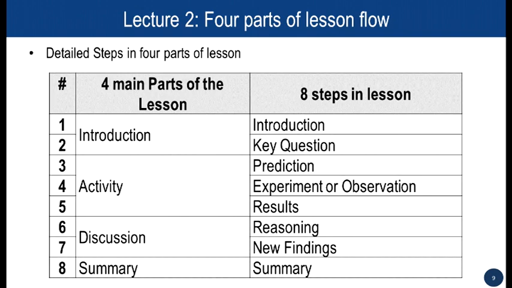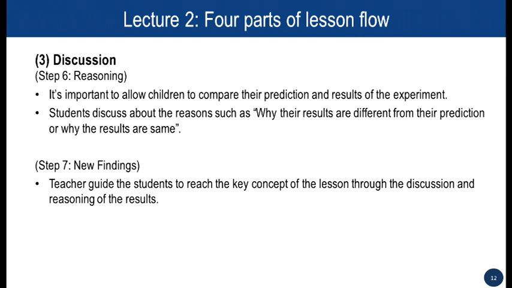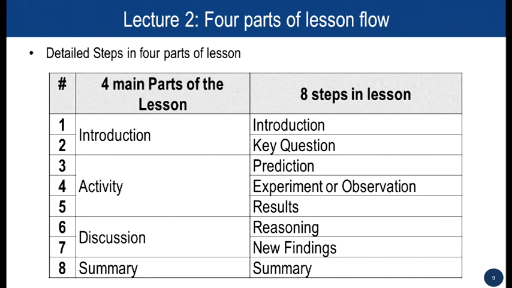At the discussion part of science lesson, the following points must be considered. It is important to allow children to compare their prediction and results of experiment. Students discuss what the reasons are, such as why their results are different from their prediction or why the results are the same. Teacher guides the students to research the key concept of the topic through the discussion or reasoning of the results.